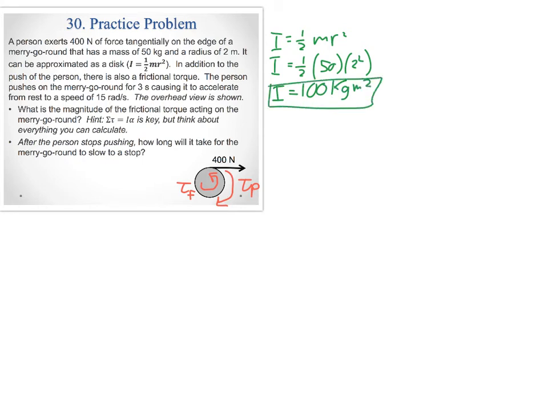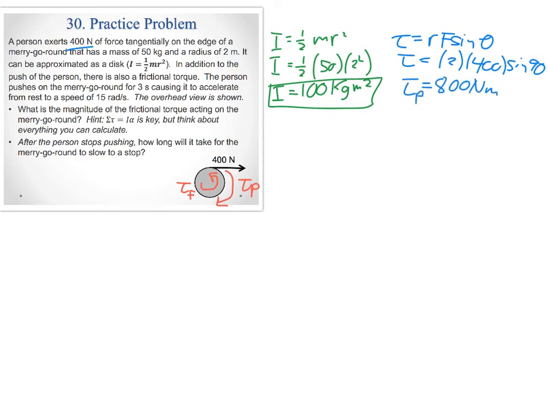Okay. The next thing I can do is solve for the torque created by this 400 Newton force. I can do that by doing torque equals r F sine theta, and so the torque is going to be 2 meters times the 400 newtons times sine of 90, because it's exerted tangentially on the edge of this merry-go-round. And so I get a torque here from the push equal to 800 Newton meters.